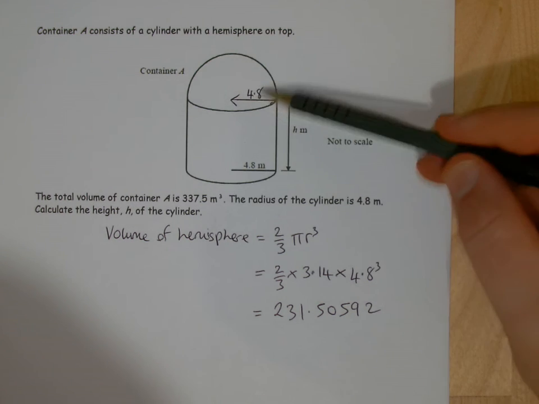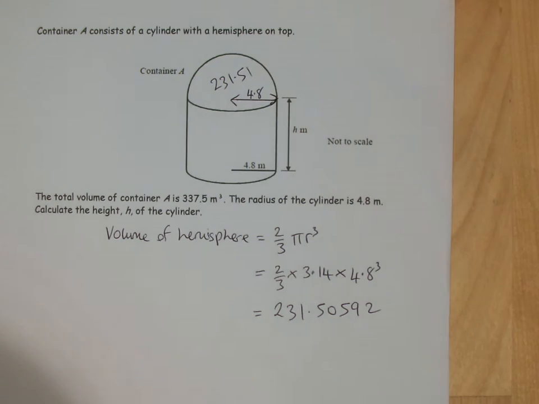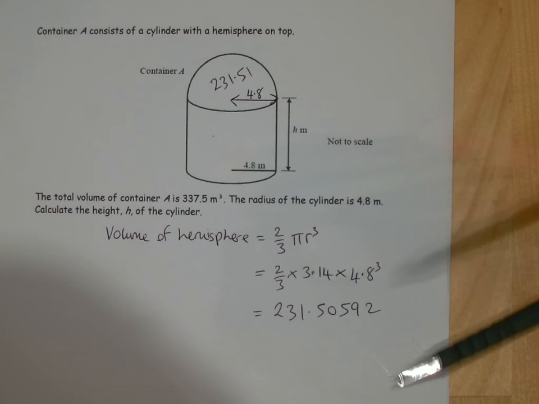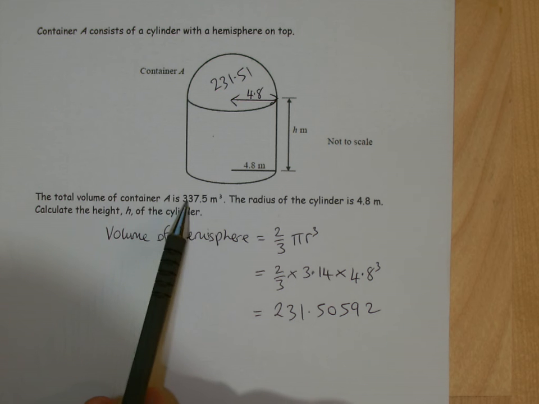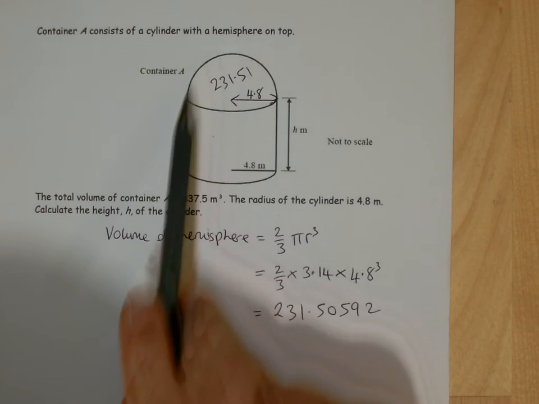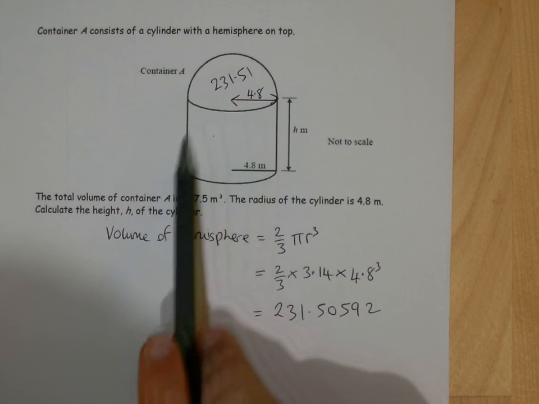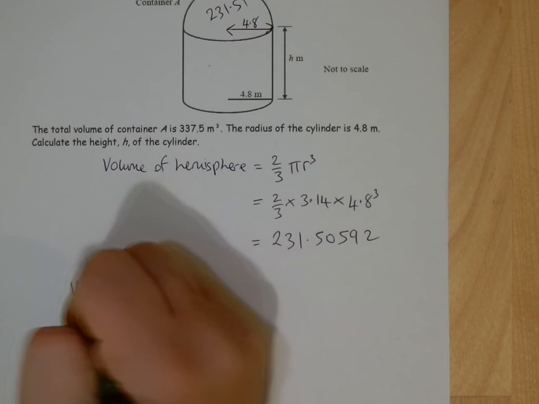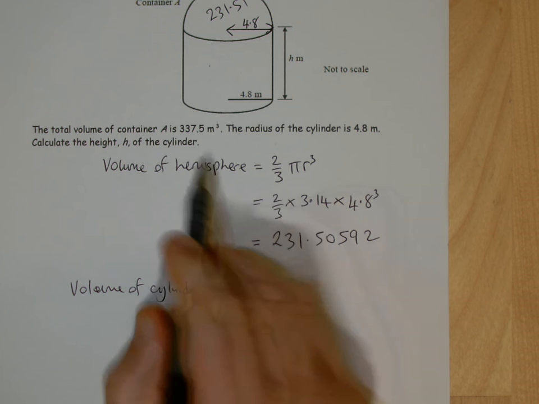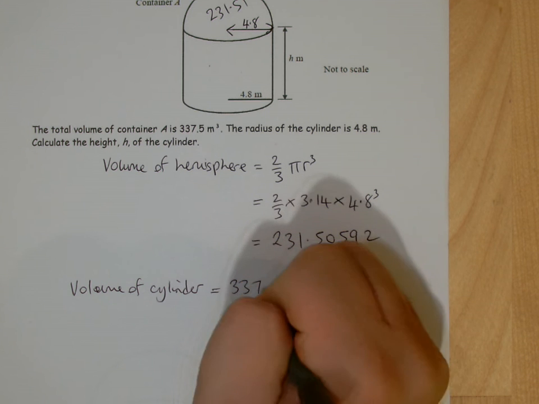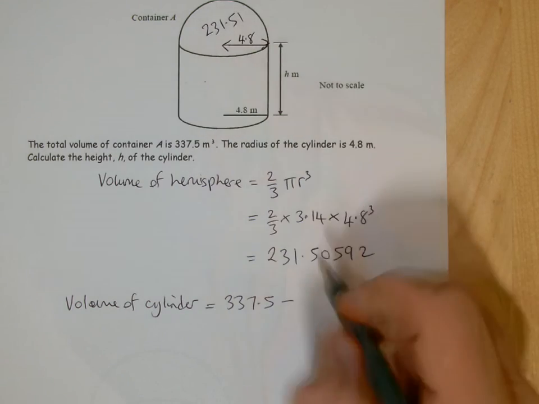So if I know that the volume there is 231.51, if I rounded it, what does that tell me about the cylinder? Well, if you look on this line here, it says the total volume of the container is 337.5. So if I know the total volume, and I know the volume of the hemisphere, I can use that information to work out the volume of the cylinder, yeah? And quite simply, the volume of the cylinder is going to be the total volume of the whole container, and I just got to subtract that hemisphere at the top.